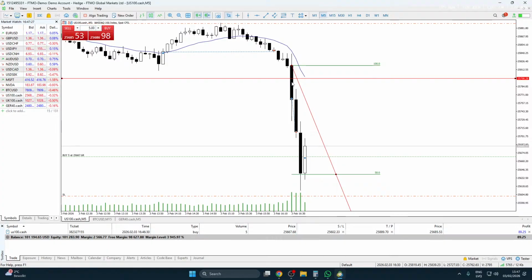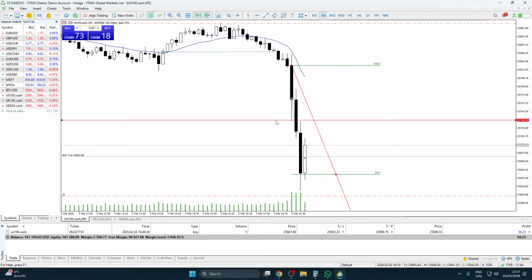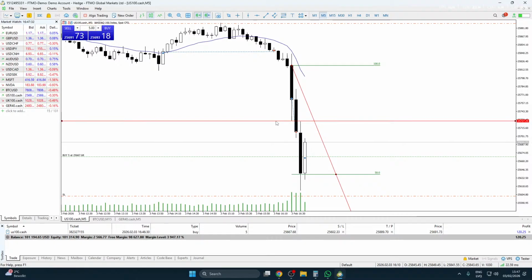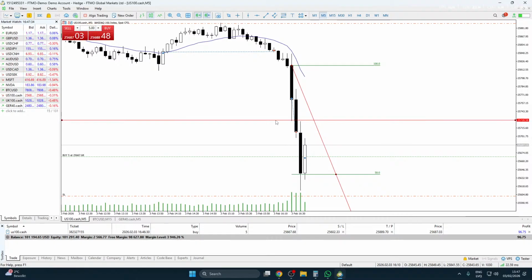If it goes above here and closes there, that's a positive sign for this position.